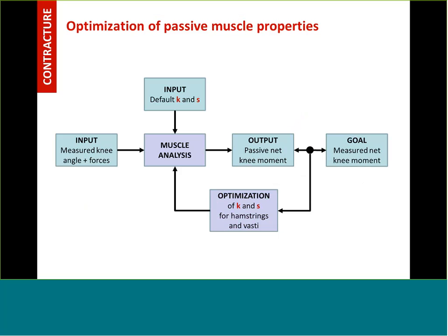Next, the K and S for the hamstrings and fasciae were adjusted automatically using an optimization algorithm in MATLAB, the FMIN search algorithm for those interested. And the process was rerun until an optimal fit was found between the model's and the measured knee moment. We optimized only the parameters for the hamstrings and fasciae, as we were most interested in the hamstrings. The fasciae was also needed as it is a large influence around the knee.